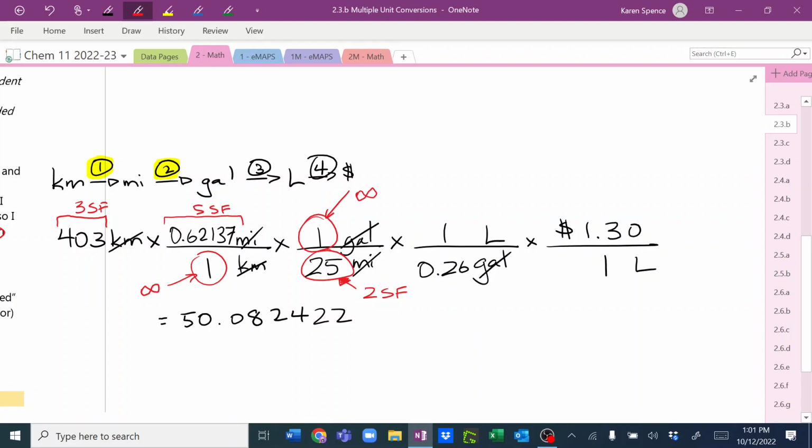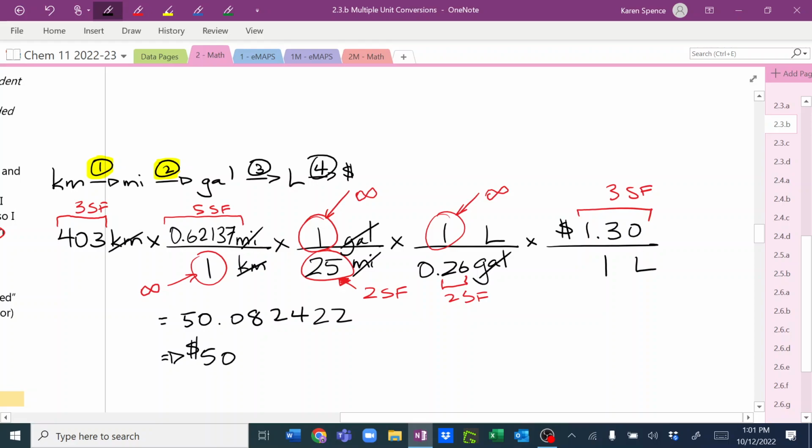And 0.26 gallons per liter. Are gallons and liters in the same measuring system? No, one of them is imperial and one of them is metric. So the 1 is going to be infinite, but the 0.26 is going to have 2 sig figs. And then finally we have 3 sig figs here. So we do our thing and we say 2 sig figs is the smallest. So that was going to equal $50.